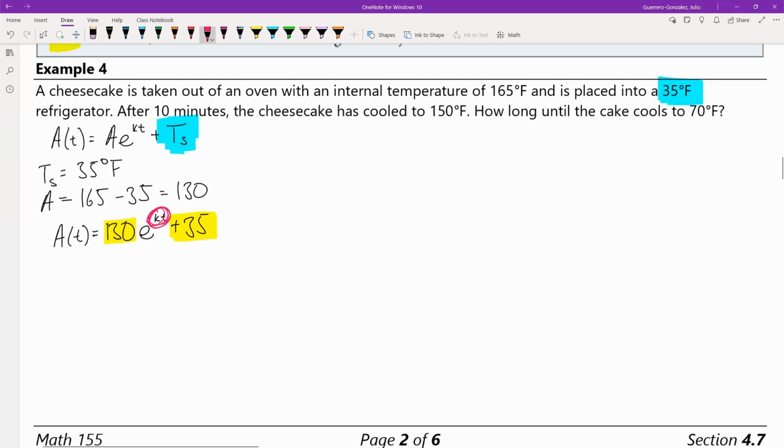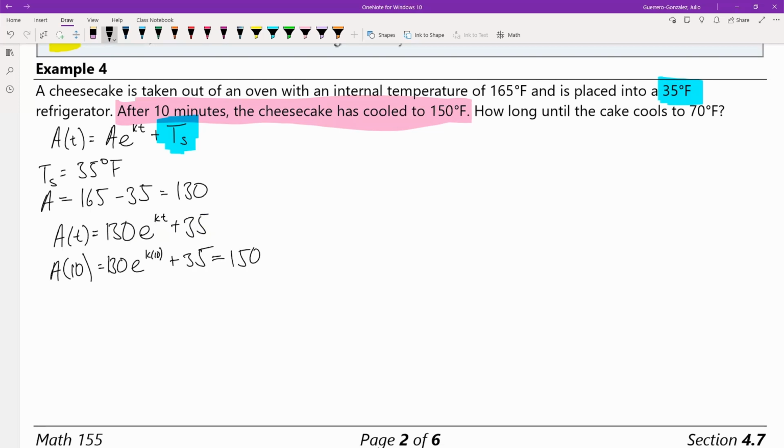In order to do that, we are going to use this portion that after 10 minutes, the cheesecake has cooled to 150 degrees. Got it? So that means when I do A of 10, that's going to be the same as 130 e to the k times 10 plus 35, and that has to be equal to 150 degrees. I get to solve this thing out.